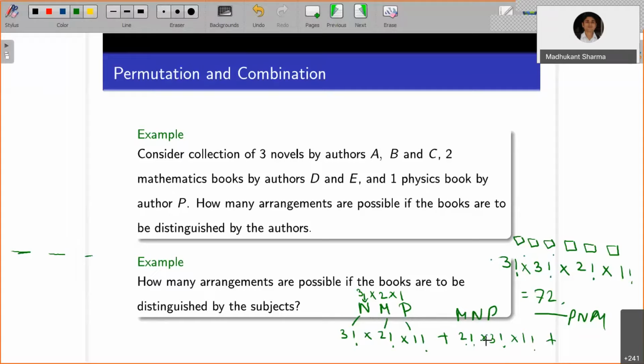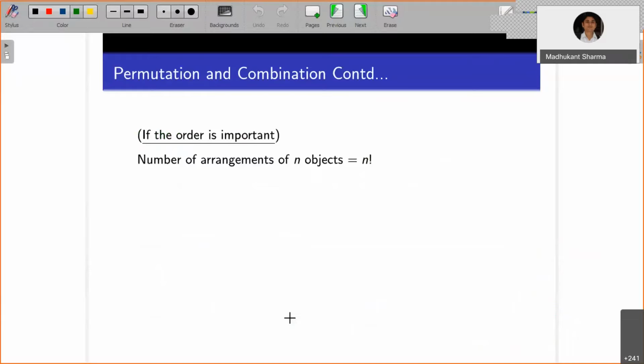Did you get it now? Yes, sir. Okay, fine. So there are six such possible cases. That's why it is 3 factorial, because of this 3 into 2 into 1, for the first place, second place, and third place, due to the condition that you are distinguishing by the subject. So if the order is important, then the number of arrangements of n objects is n factorial. That's what's happening in the first problem.